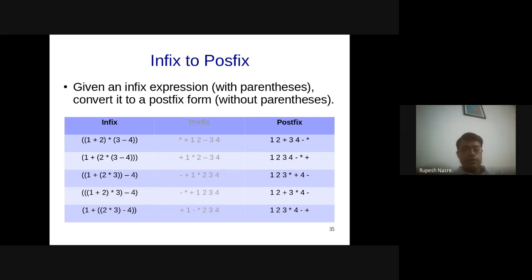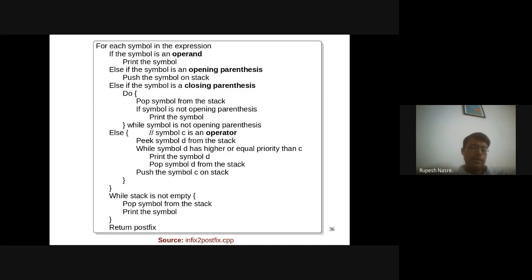But okay, so let's look at that particular infix to postfix conversion. So the algorithm goes quite similar to what you guys have suggested. So for each symbol in the expression, if it is an operand, that is the number or something, just print the symbol. Whenever you are encountering an operand, a number or a variable, just print it because that is the order in which that is going to happen, because the operator is going to come later. Or you can push it to a string, doesn't matter.